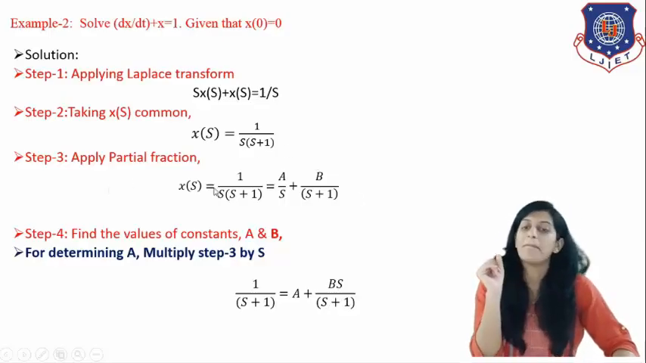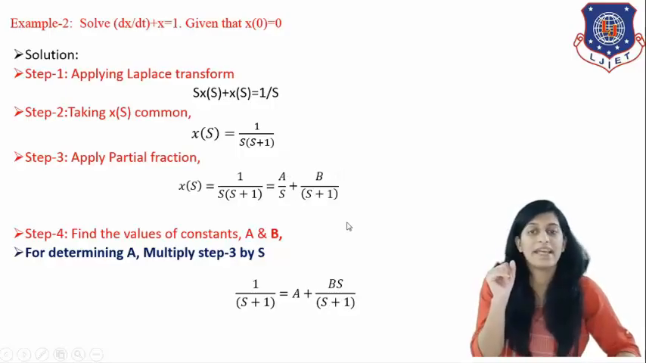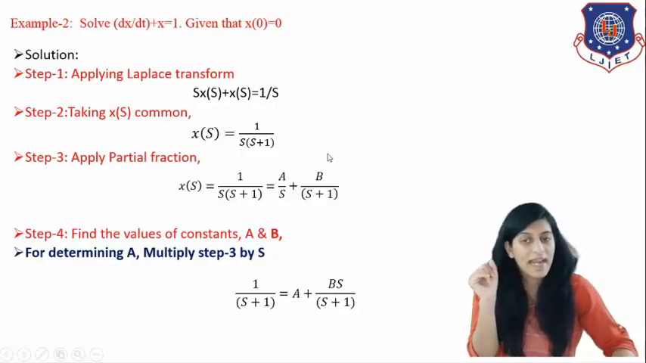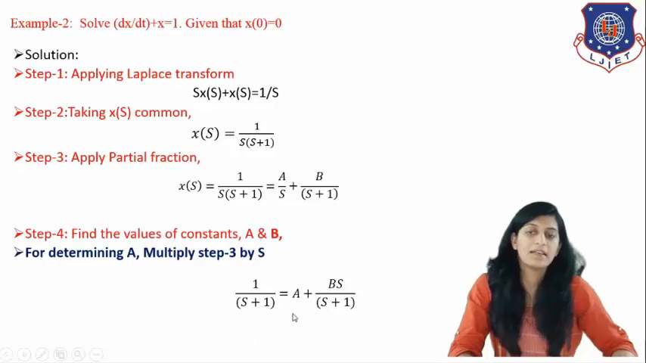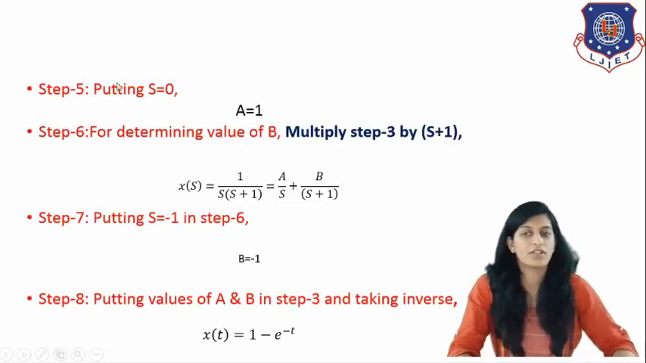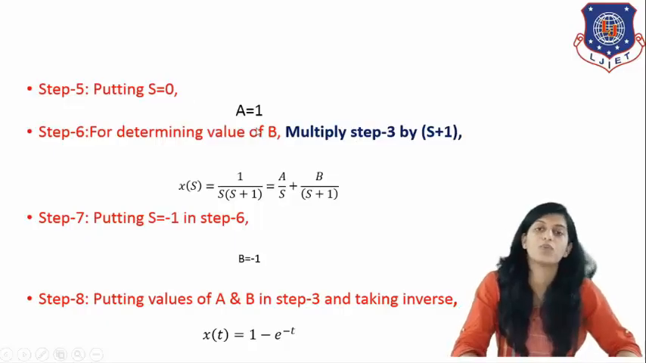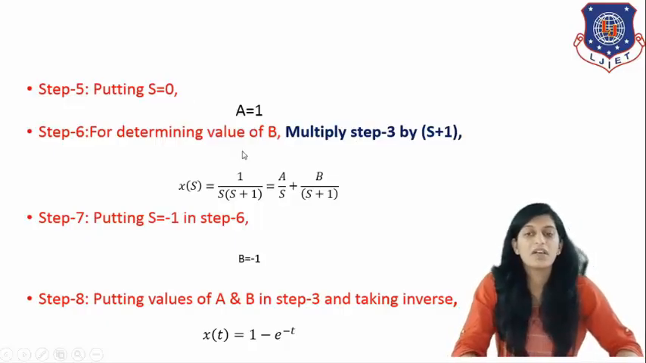Now apply partial fraction, so it will be A by s plus B upon s plus 1. Find the value of constants A and B. For finding it, we simply multiply it and determine the value of the constant. So putting s equals to 0, we can determine the value A equals to 1. Similarly, determining the value of B, it will come B equals to minus 1.